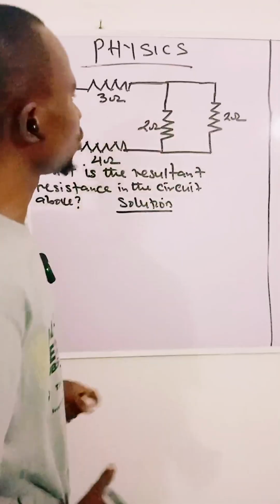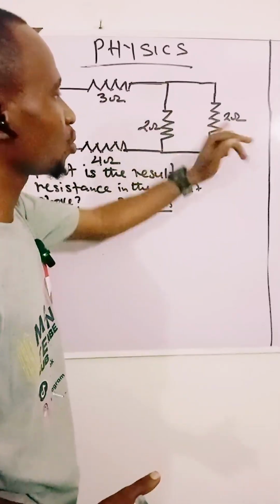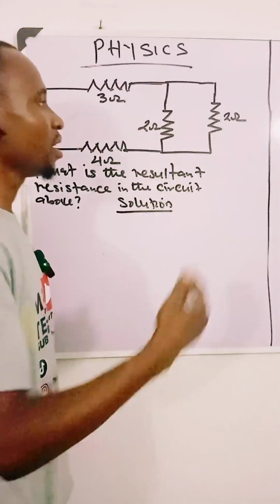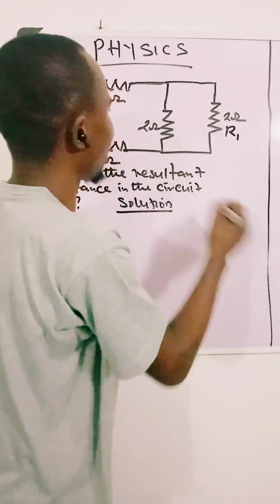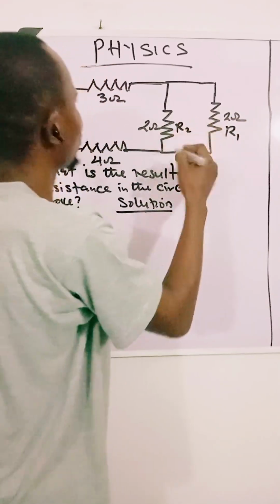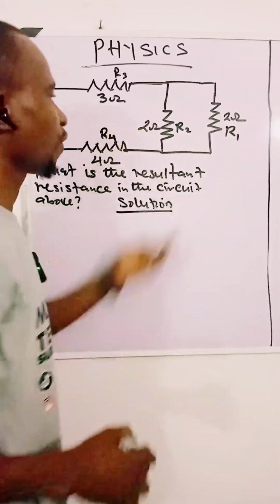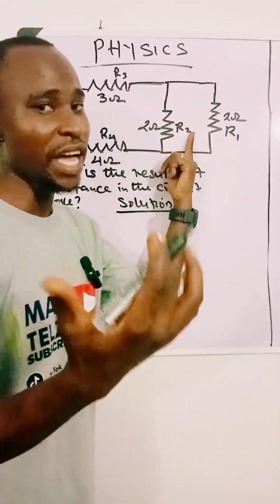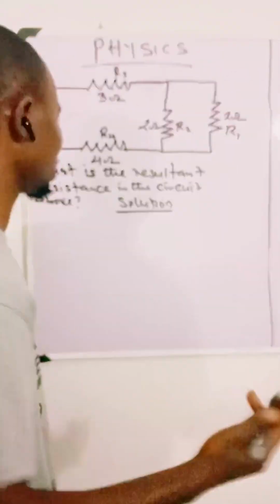Now, in this circuit, these two ohms are in parallel. First of all, let me name my resistances from this side. The naming doesn't matter. This is my R1, this is my R2, this is my R3, and this is my R4. Now, my R1 and R2 are in parallel, so I will solve this parallel aspect first.